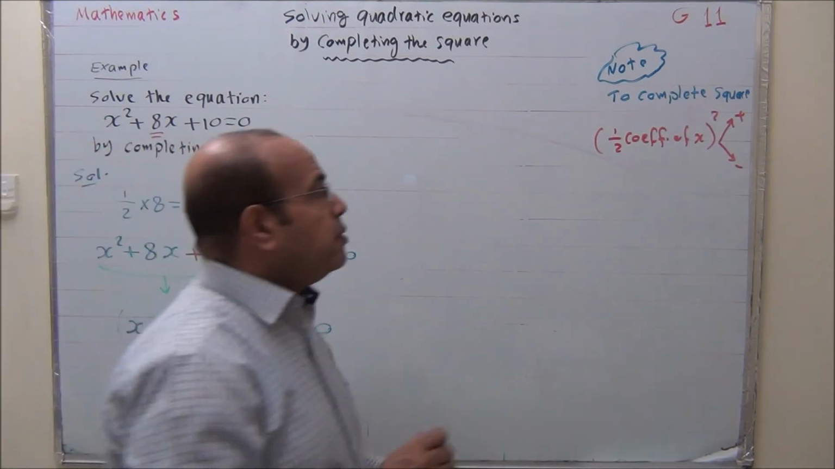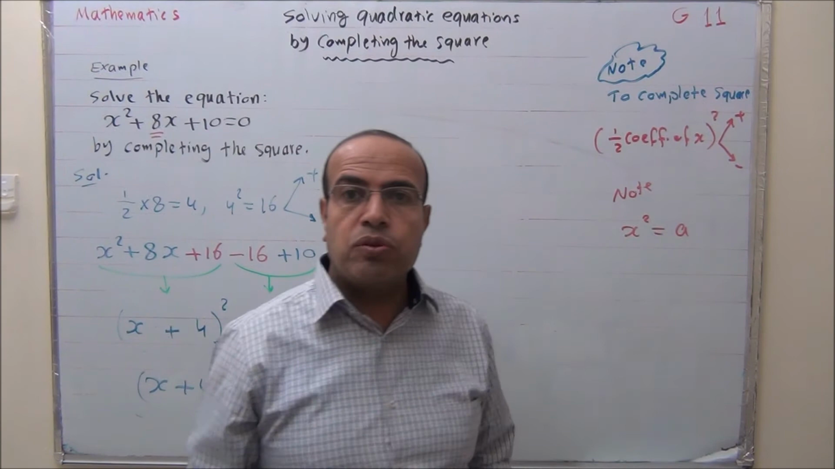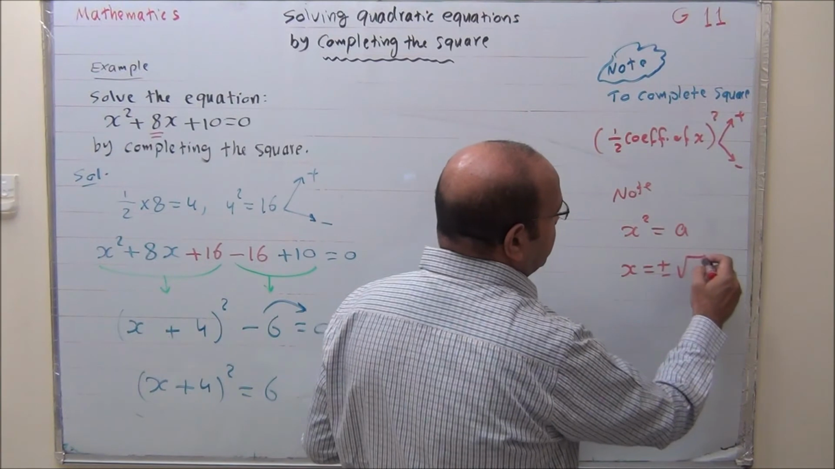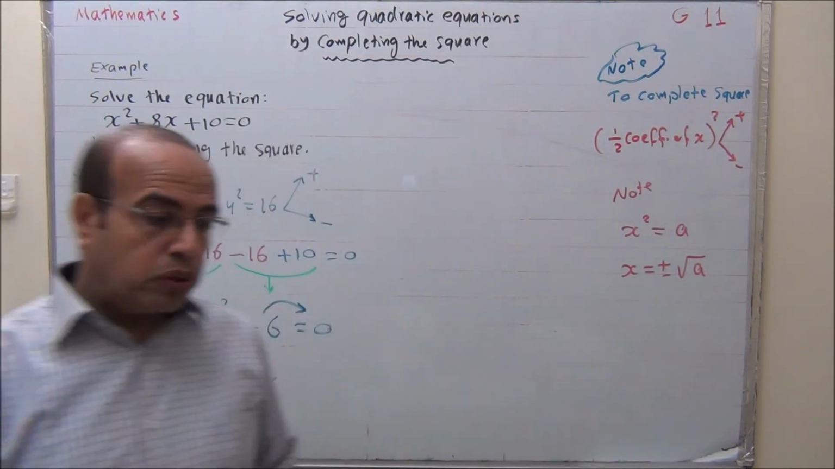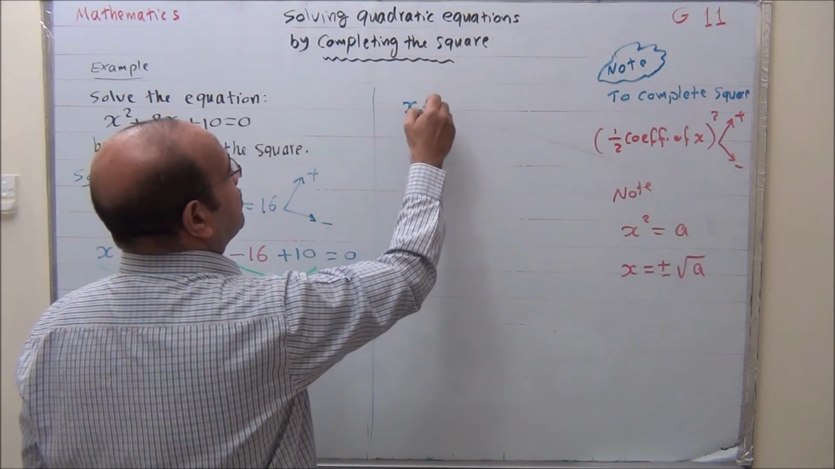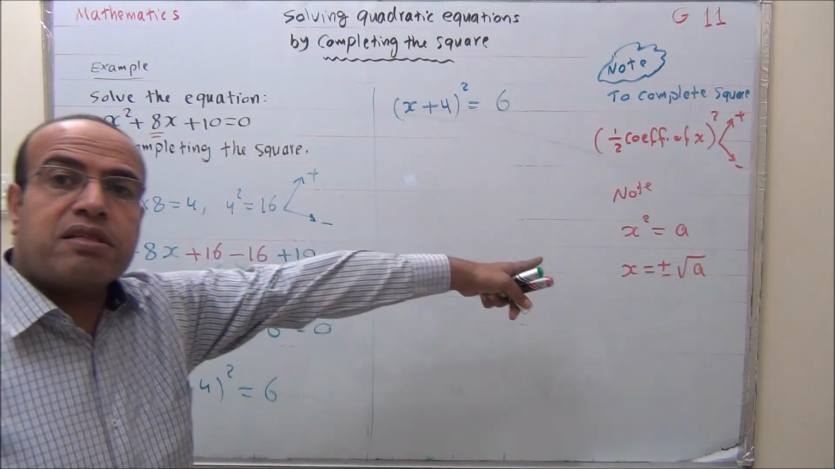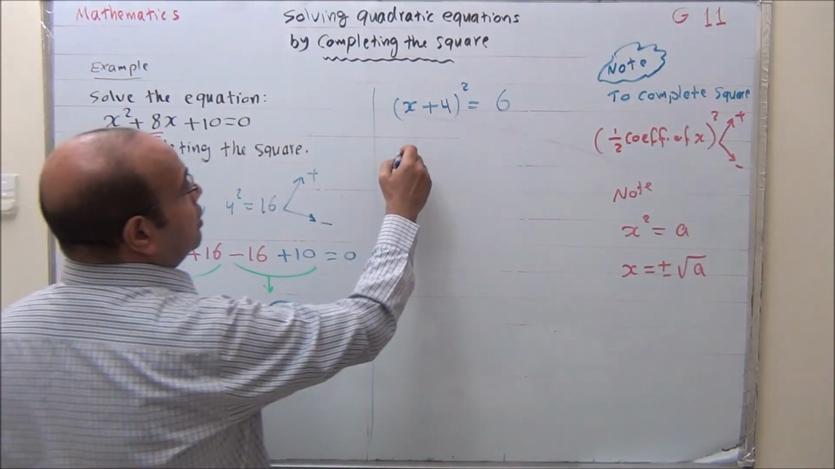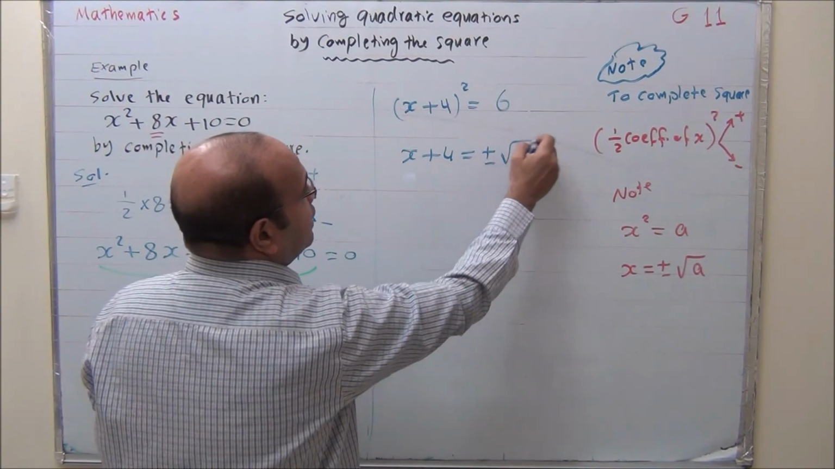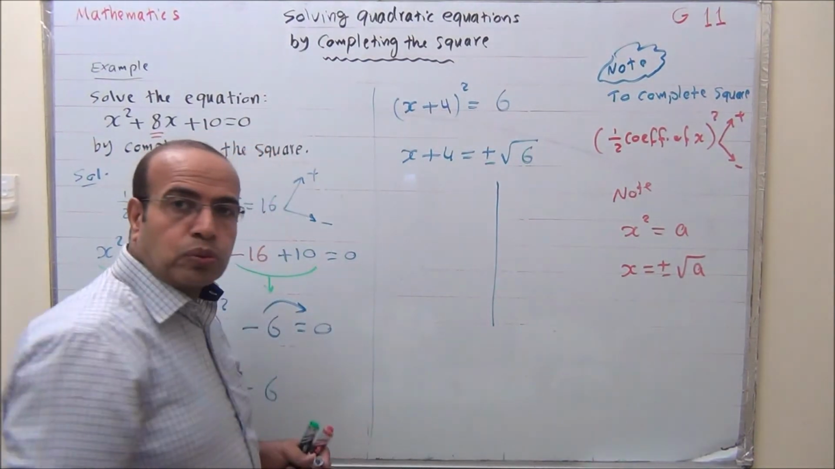Now remember, note this please. If x squared equals 8, what is the solution of this equation? x squared equals 8, so x equals positive or negative square root of 8. So to solve this one, we have now (x plus 4) squared equal to 6. So it's like x squared equals 8. So in this one, we write x plus 4 only without the square equal positive or negative square root of 6.